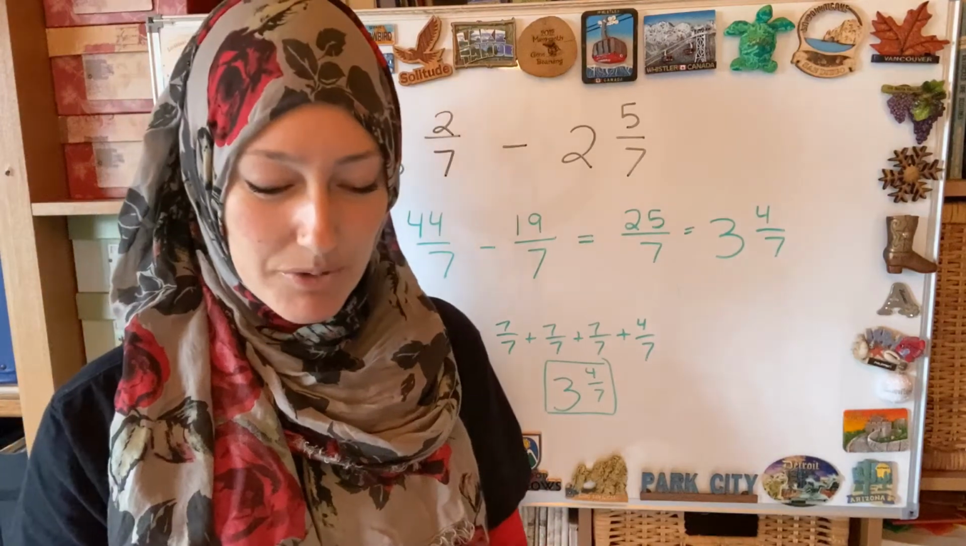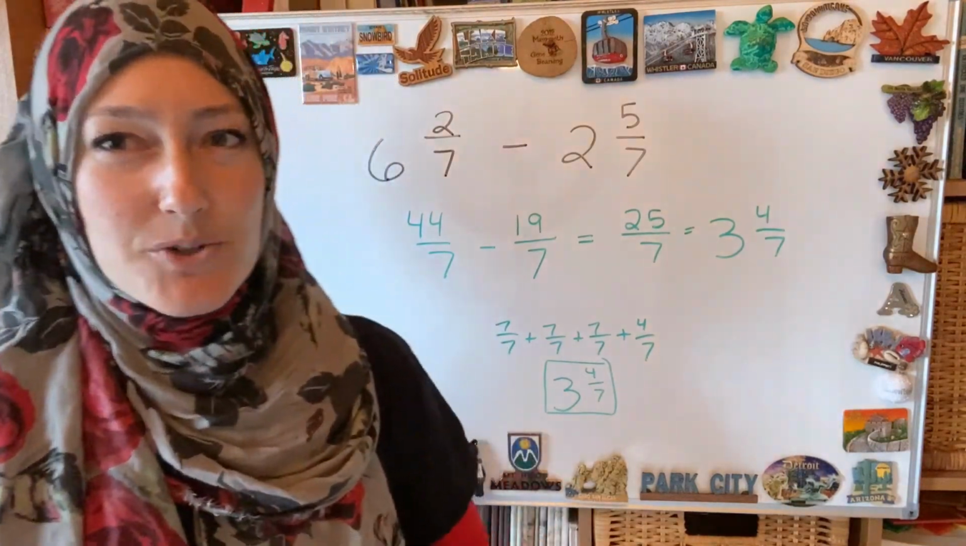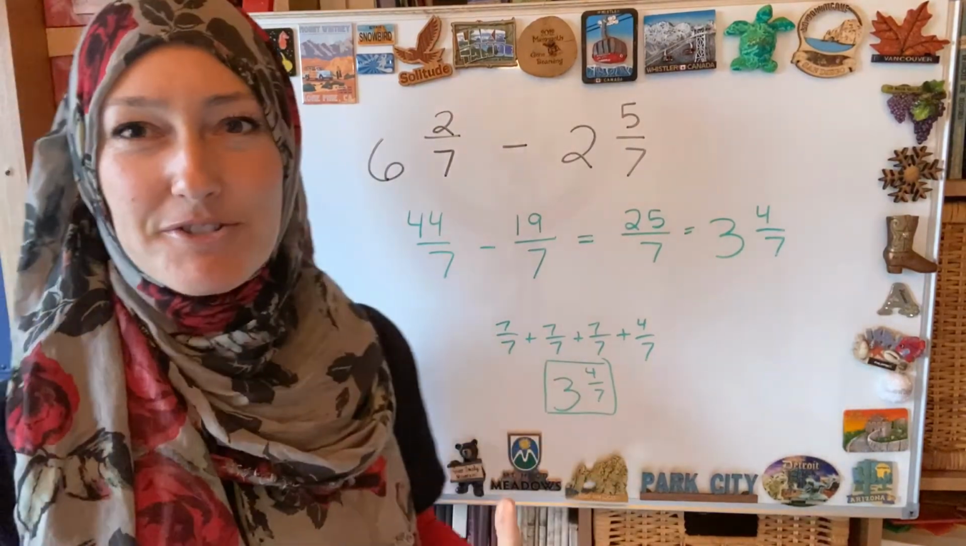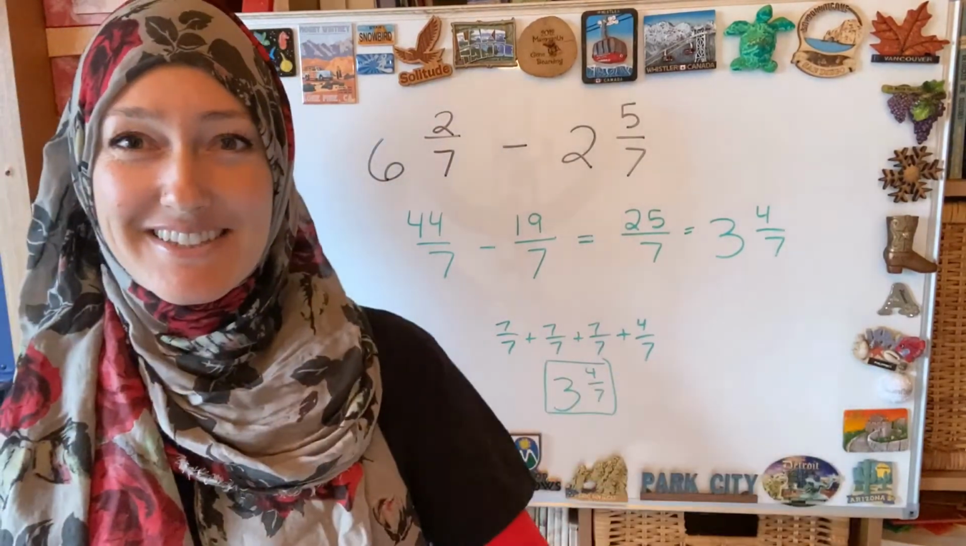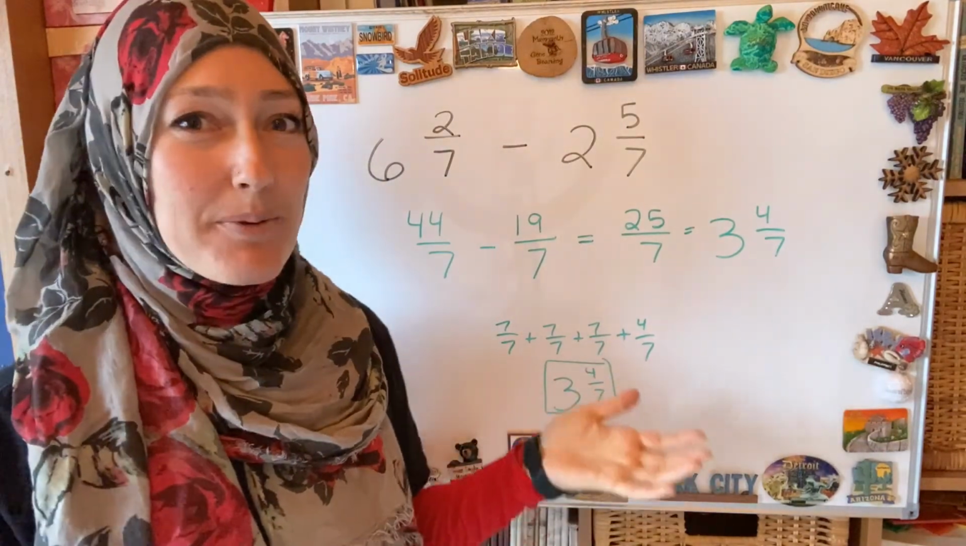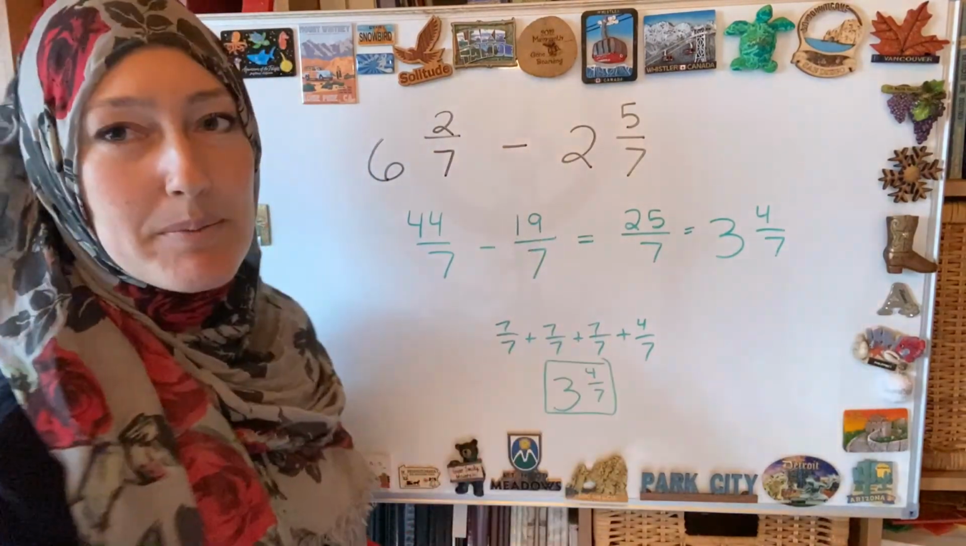I think 7 times what gets me close to 25? 7 times 3. So I know my whole number is going to be 3. What is 7 times 3? That's 21. How far is 21 away from 25? It's 4 away. That's my numerator, and my denominator is 7, okay?